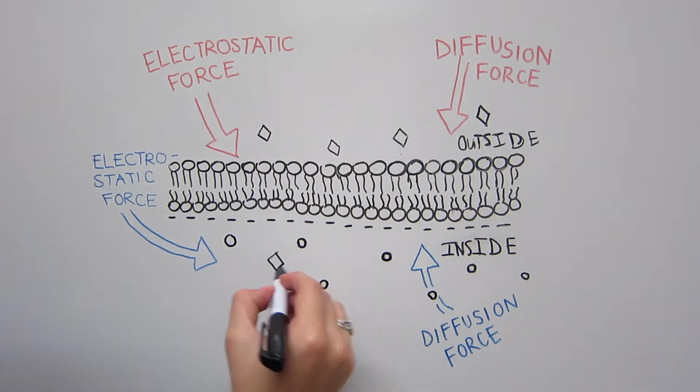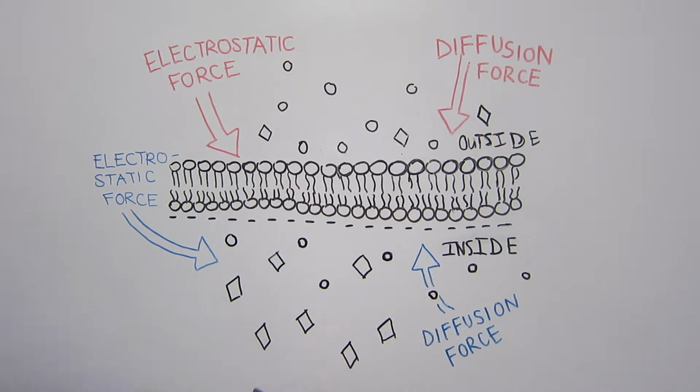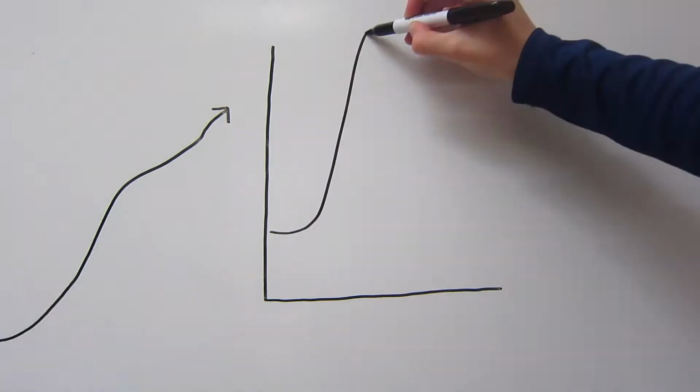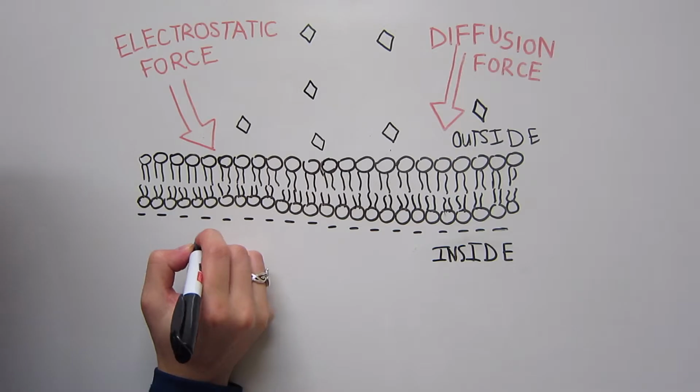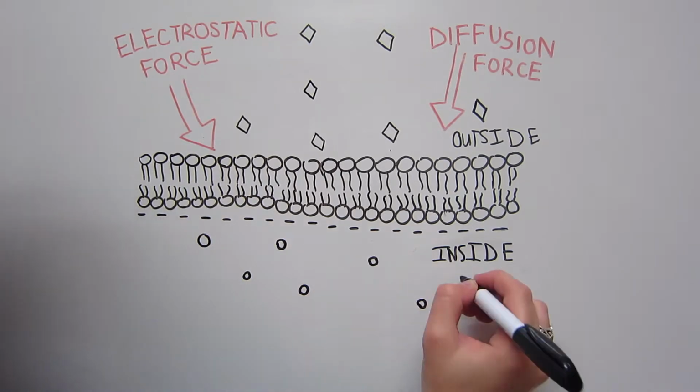If the ions had it their way, they would distribute across the membrane, moving with their concentration gradient. But this distribution doesn't allow for the eventual generation of an action potential. Instead, we need an electrochemical gradient with sodium ions on the outside and potassium ions on the inside.